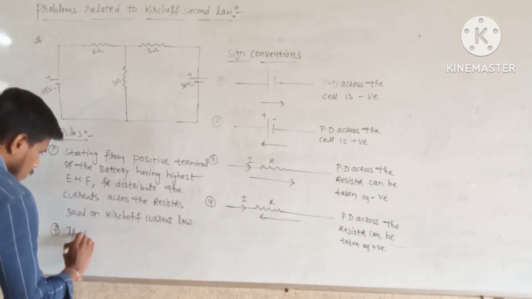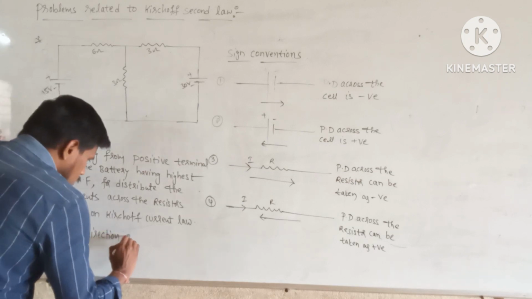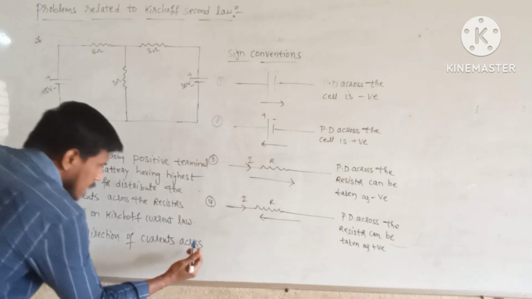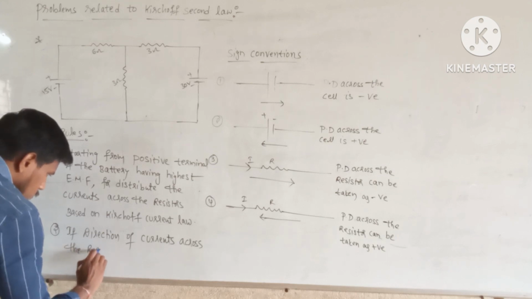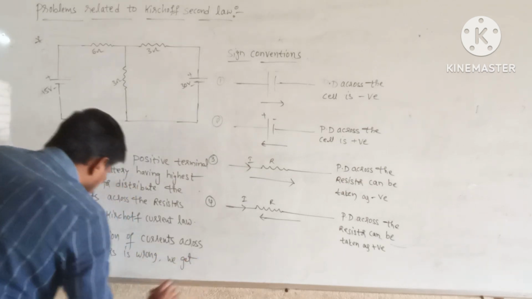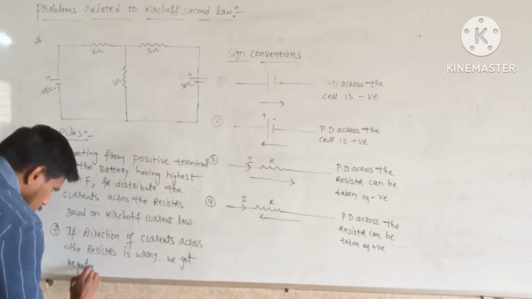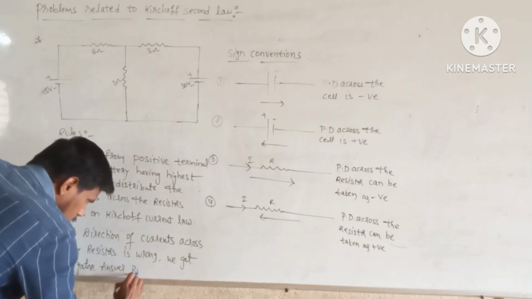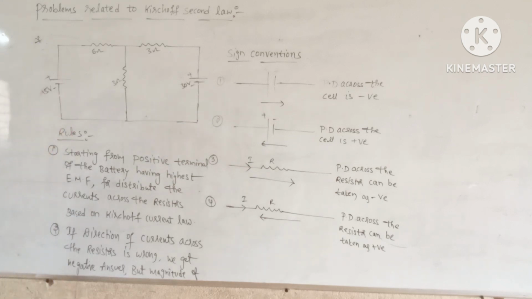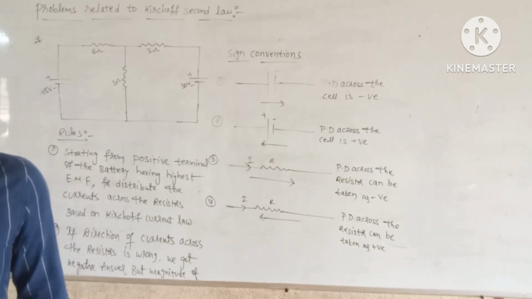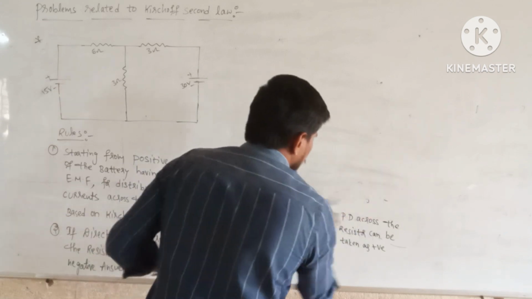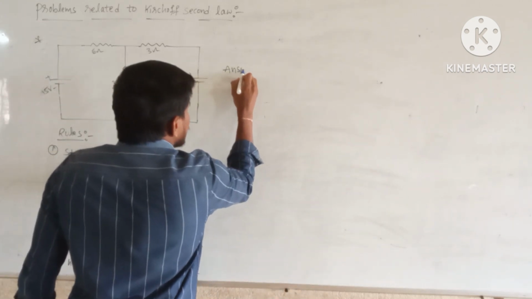If the direction of currents across the resistors is wrong, we get a negative answer, but the magnitude of the answer is correct.